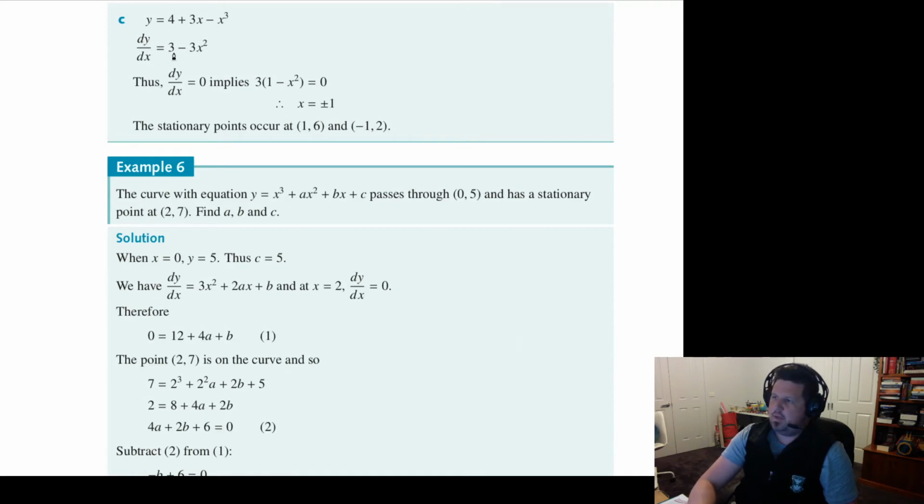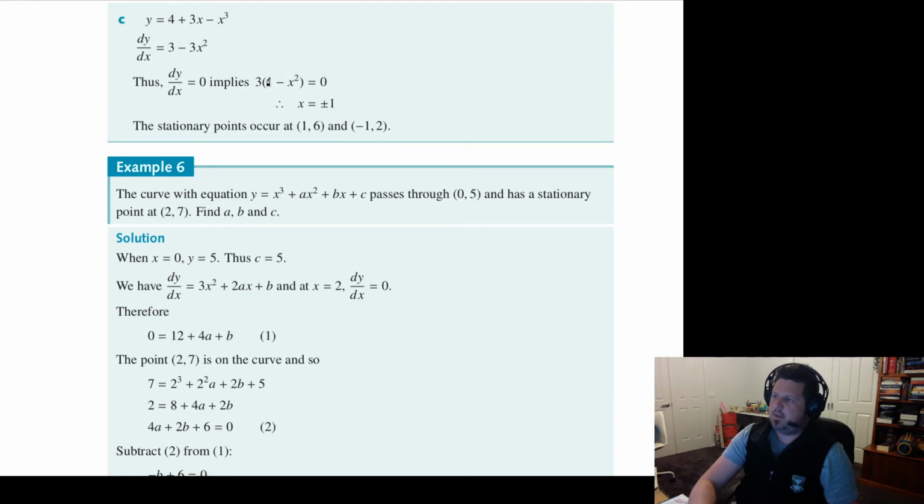With the derivative, again, you can take out 3 as a factor of both of these terms. 3 comes out the front, you're left with 1 take away x squared in the brackets. And remember, we're finding the stationary point, so we need to make the derivative equal to 0. Again, to solve this, this here is actually a difference of perfect squares.